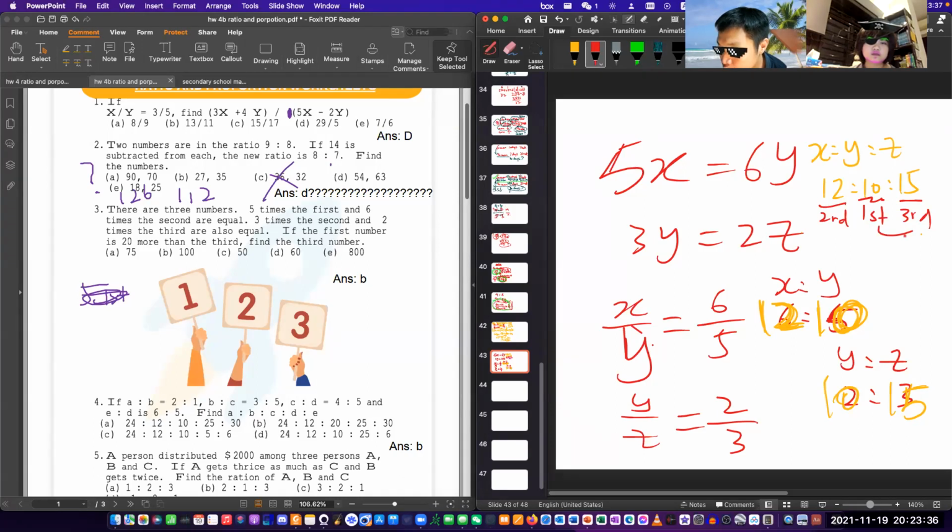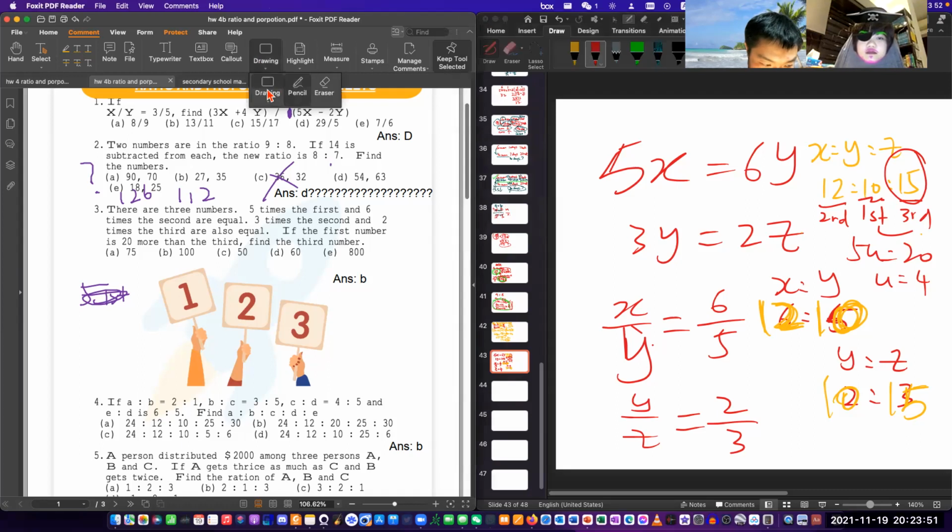And between these two is 5 units. 5 units is 20. So 1U is 4. They ask to find the third number. So it's 4 times 15, that's 60. So that's why the answer is D. Right?